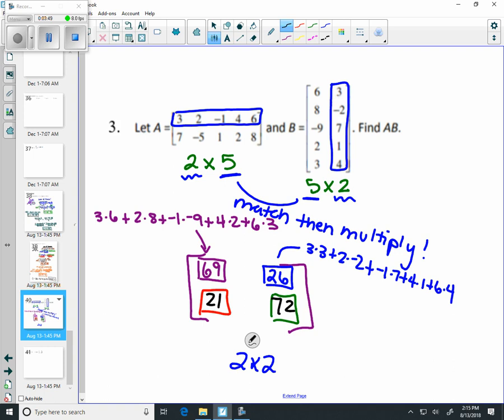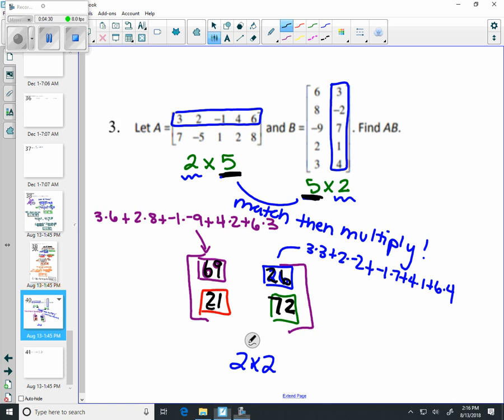So whether you use the matrix operation menu on your calculator or do this by hand, you need to make sure that you can do it. The math is very easy. It's just about knowing what goes where, either on your calculator or doing this kind of by hand-ish. So your answer here: 69, 26, 21, 72. Again, if you didn't have the same number of columns in the first matrix as rows in the second, you just can't do the multiplication. So you would say not possible.